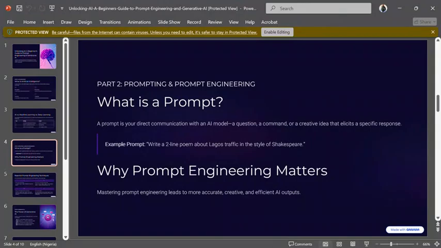So why does prompt engineering matter? Mastering prompt engineering leads to more accurate, creative, and efficient AI outputs. I can bet you on this. Once you are able to master how to give your prompts effectively in the right way, trust me, you will definitely know how to get your required results.